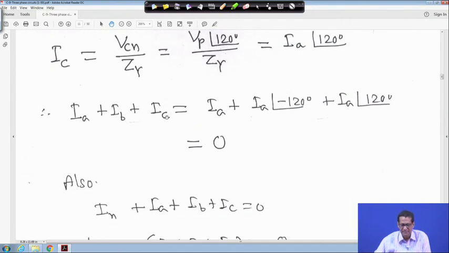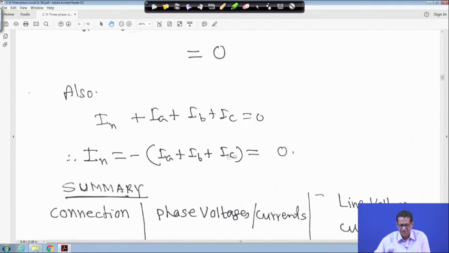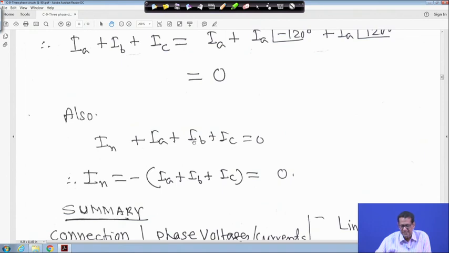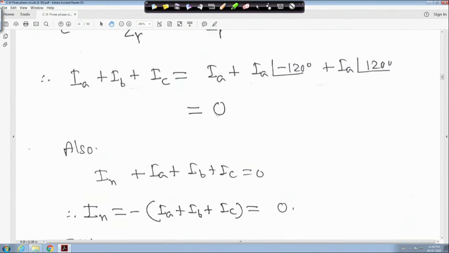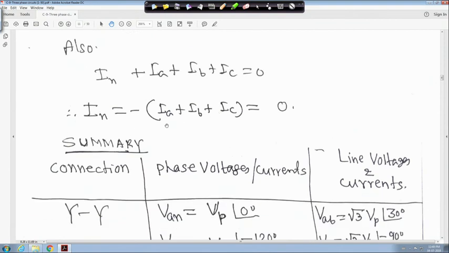Therefore, IA plus IB plus IC is equal to IA plus IA angle minus 120 degrees plus IA angle 120 degrees, which is equal to 0, right? Also, if you apply KCL, you will get IN plus IA plus IB plus IC is equal to 0. But IA plus IB plus IC is equal to 0. So therefore, for the balanced case, IN is equal to 0. No current is flowing through the neutral, right?